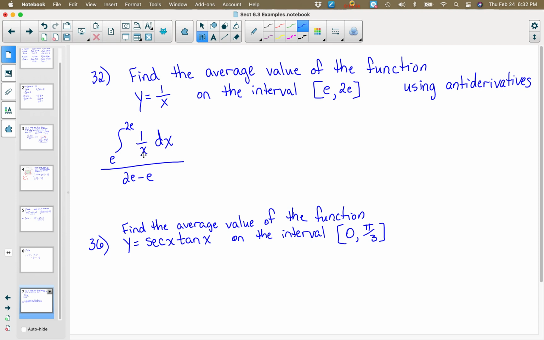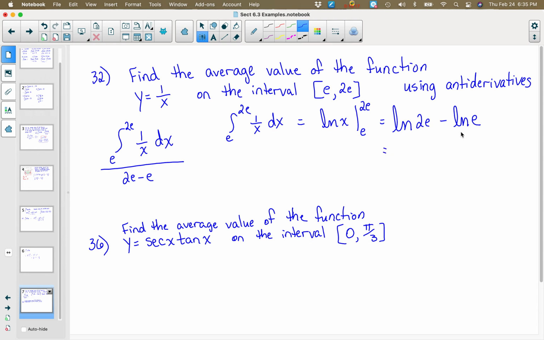So you've got to think, what function, if you take the derivative, do you get 1 over x? Well, hopefully you're thinking ln x. So I'm going to do this separately. I'm going to get ln x evaluated at e and 2e. So I have ln of 2e minus ln e. All right, so I'm going to divide by this in a minute, so let's finish this.